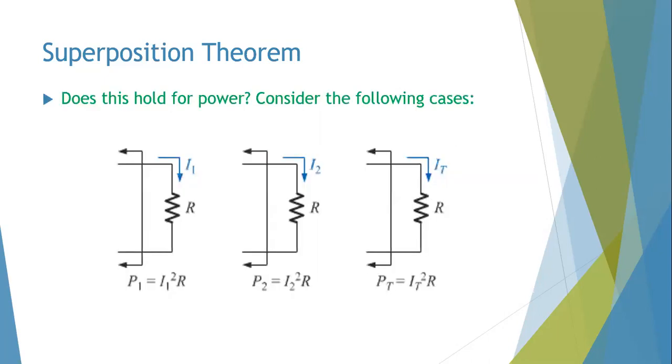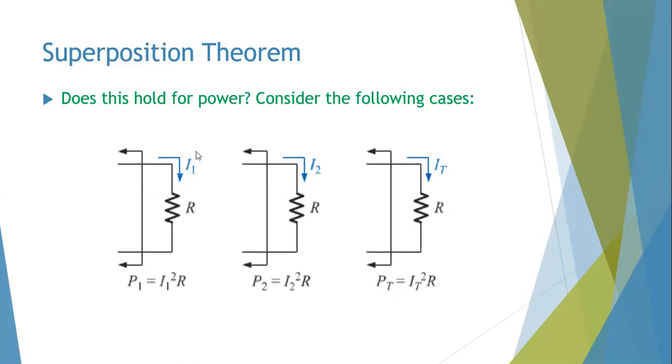Now, till now we've considered the superposition theorem for voltage and current. So this one is asking, does it hold for power? What do you mean by that? Let's say in this part of the circuit here, you're calculating P1 as I1 squared R, because power is I squared R. So what is I1 here?